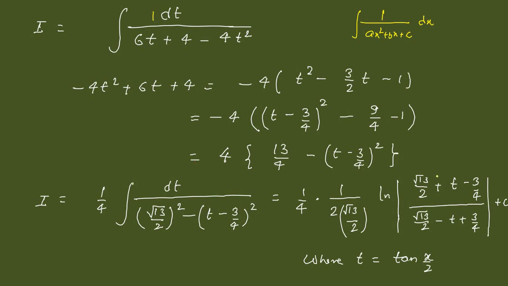But this answer is in terms of t, and you need the answer in terms of x. You know that t was tan x by 2, so you can simply mention in the final answer that t is tan x by 2. That is enough for your correct answer.